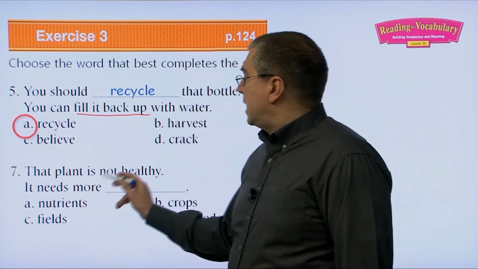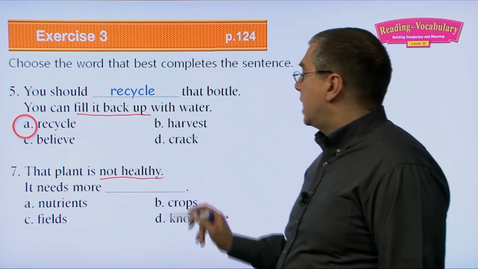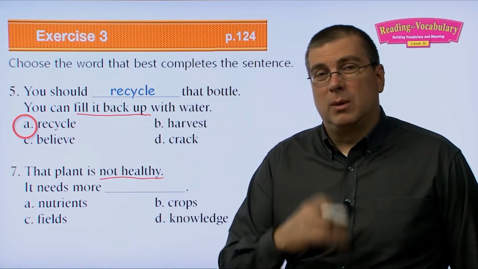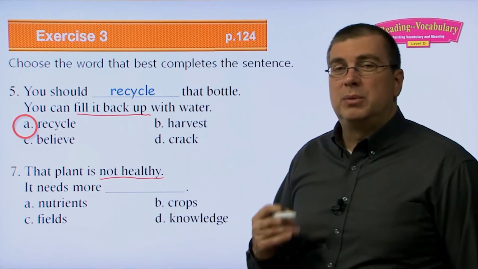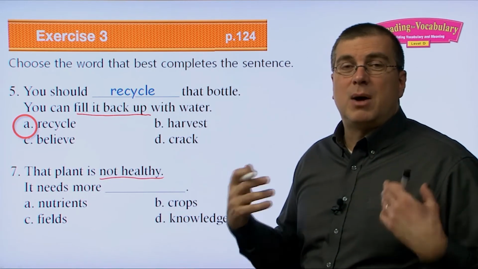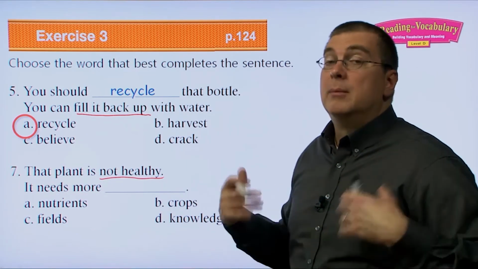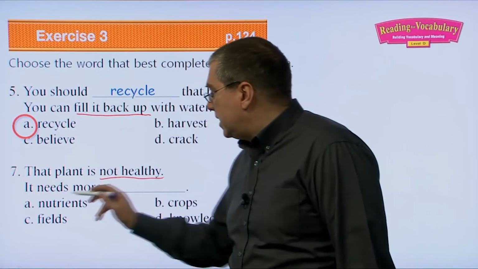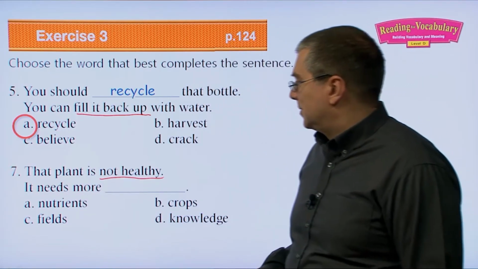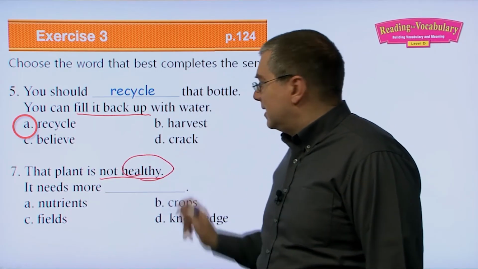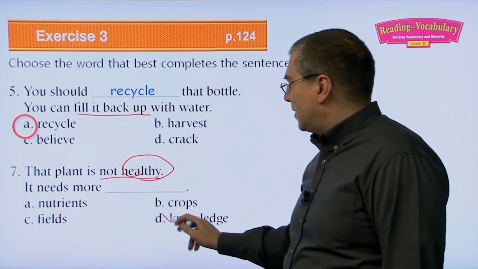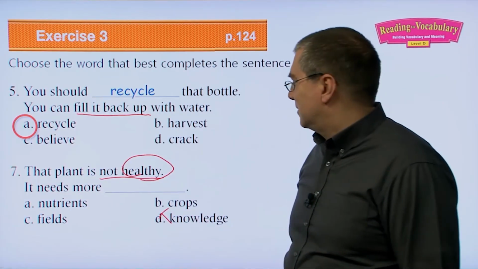7. That plant is not healthy. Not healthy. It needs more what? What do plants need to grow well? What did I talk about before? What do plants need to keep their bodies strong and healthy? Not just plants, but also animals. Nutrients, crops, fields, or knowledge. Okay? Now we're talking about healthy, right? Not smart. Besides, plants can't think. They don't have brains. So right away we know knowledge is not the answer.